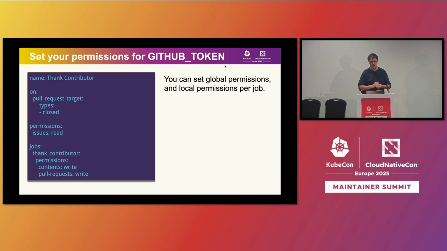So to set the permissions for the GitHub token, it looks like that. You say, hey, I want to write on the contents, and I want to write on pull requests. And otherwise I want to have read permissions or no permissions. So this is something you can control for the GitHub token. This is a token that's generated for this one run and has the permissions you give it.